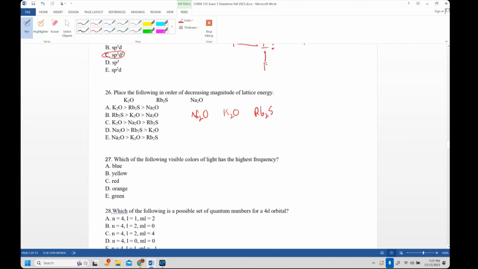So it'll be in the order of Na, then potassium, then rubidium. So E is going to be your answer.